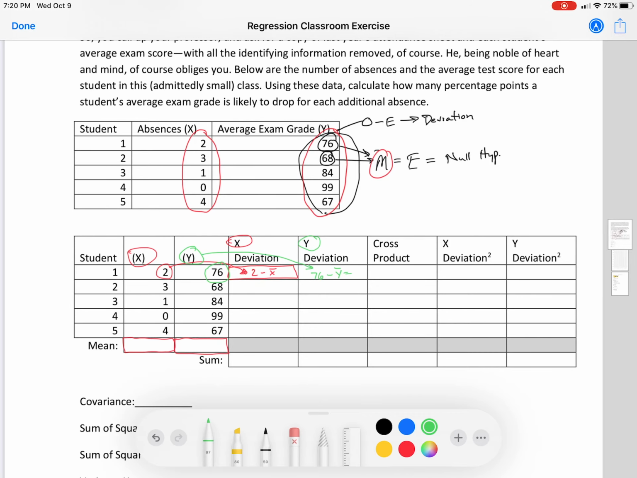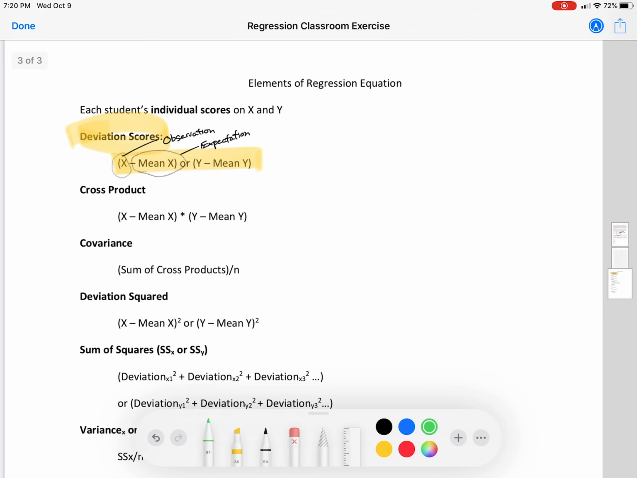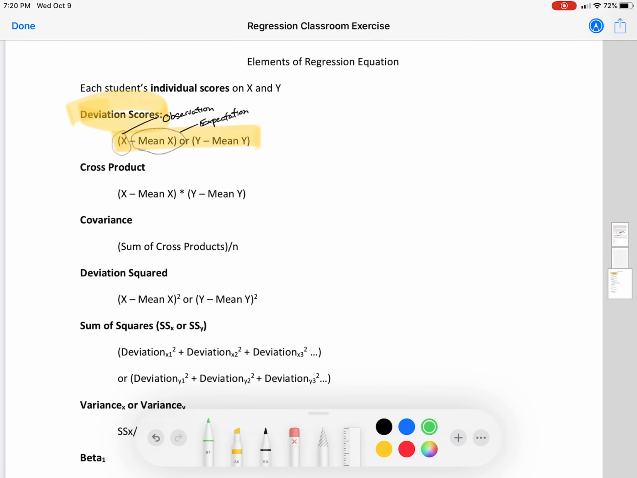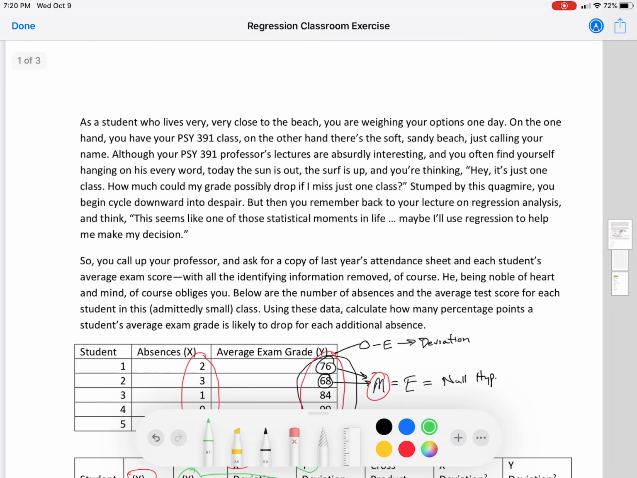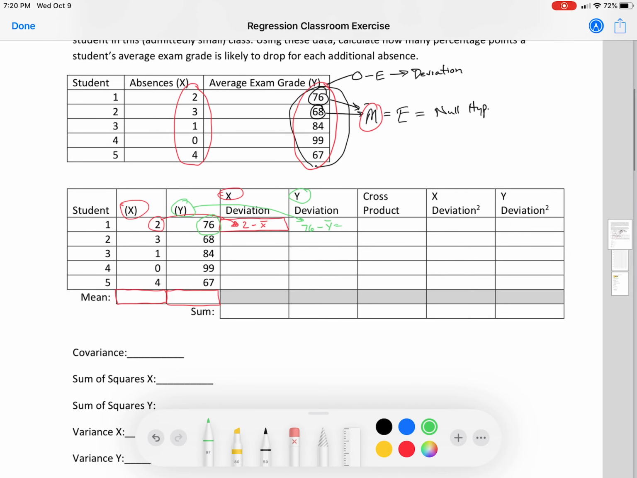Now the cross product, again, to look up any of these, all I have to do is go to this last page. For the cross product, I'm going to do x minus the mean of x times y minus the mean of y. So back up here, this is going to be x minus the mean of x times y minus the mean of y. So in other words, this is simply going to be my x deviation times my y deviation.